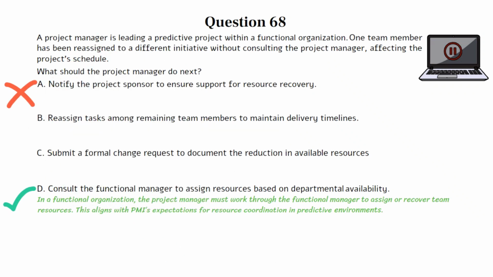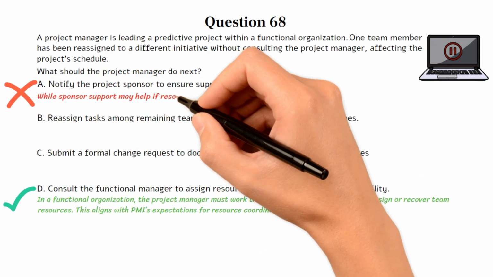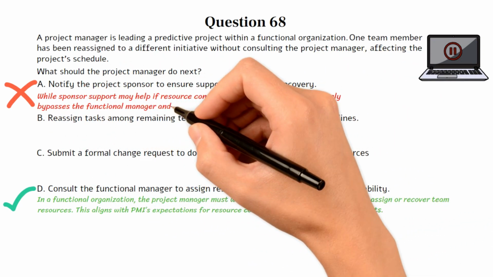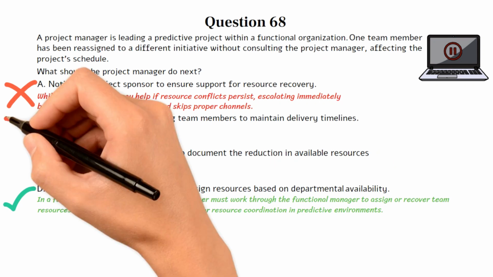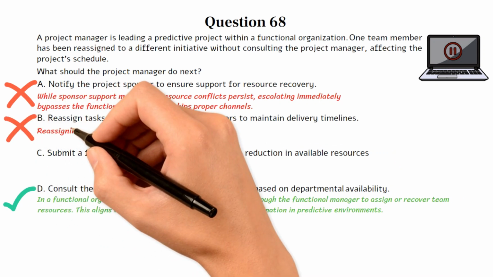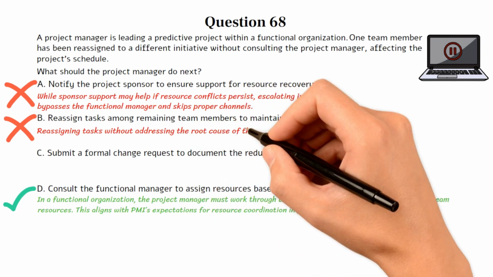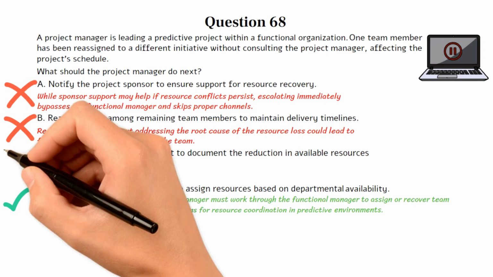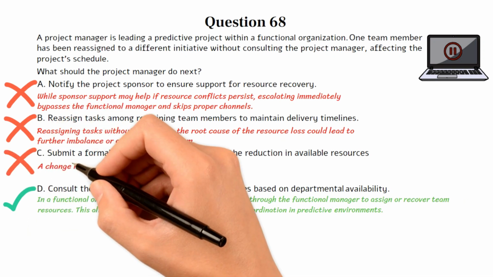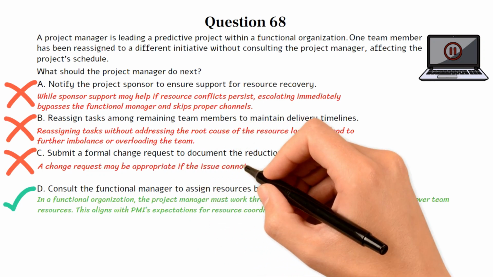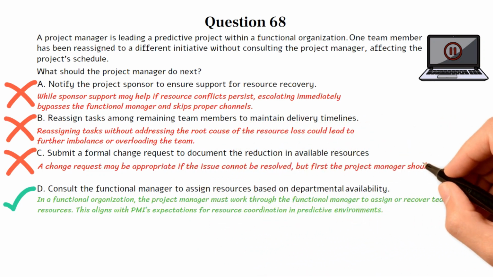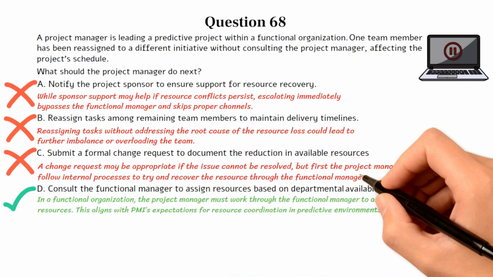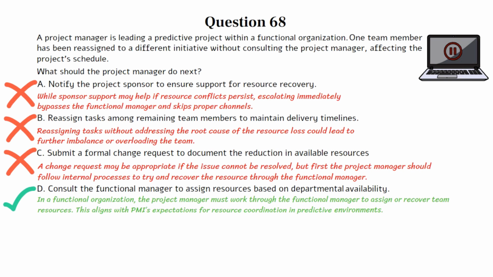Choice A is incorrect. While sponsor support may help if resource conflicts persist, escalating immediately bypasses the functional manager and skips proper channels. Choice B is incorrect. Reassigning tasks without addressing the root cause of the resource loss could lead to further imbalance or overloading the team. Choice C is incorrect. A change request may be appropriate if the issue cannot be resolved, but first, the project manager should follow internal processes to try and recover the resource through the functional manager. Let's move on to the next question if you're ready.